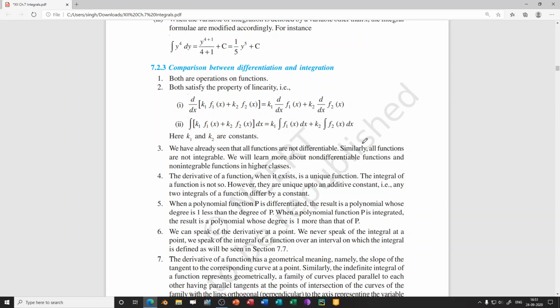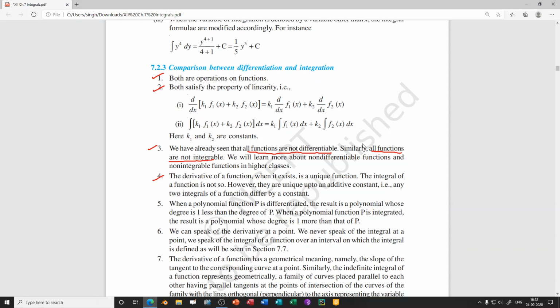Comparison between differentiation and integration. First one, both are operations on functions. Second, both satisfy the property of linearity, that is, d by dx of k1 f1(x) plus k2 f2(x) is k1 into d by dx of f1(x) plus k2 d by dx of f2(x), and in the same way we can distribute for integration also. Integration of k1 f1(x) plus k2 f2(x) dx is equal to k1 integration of f1(x) dx plus k2 integration of f2(x) dx, where k1, k2 are constants. Third one, all functions are not differentiable. Similarly, all functions are not integrable.